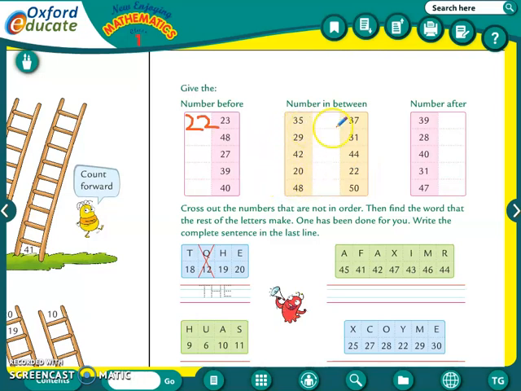Now see, number in between. That is, what number comes between these two numbers? 35 and 37. What number comes between these two numbers? 36. So we will write 36 over here. Then number after, that is, what number will come after this number? What number will come after 39? 40. So you have to write like this.